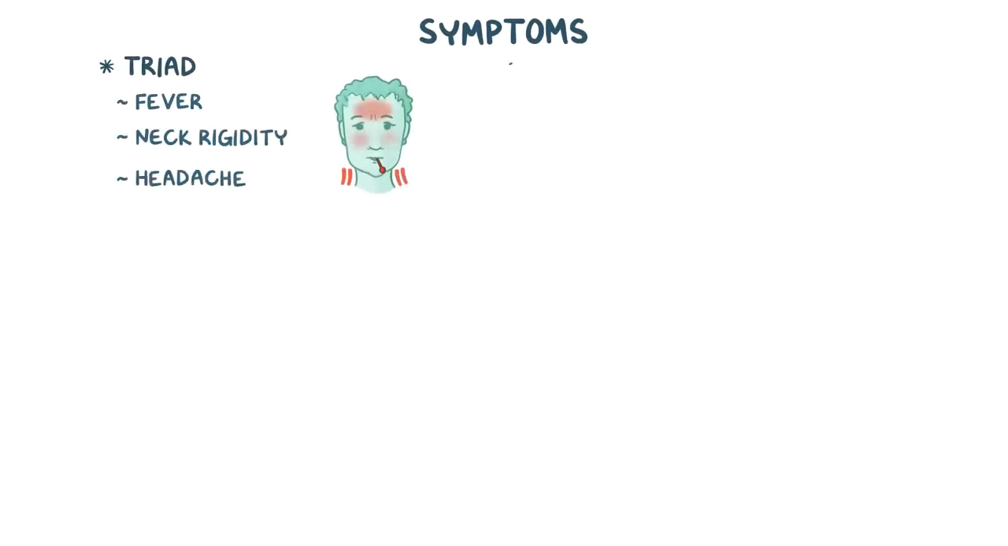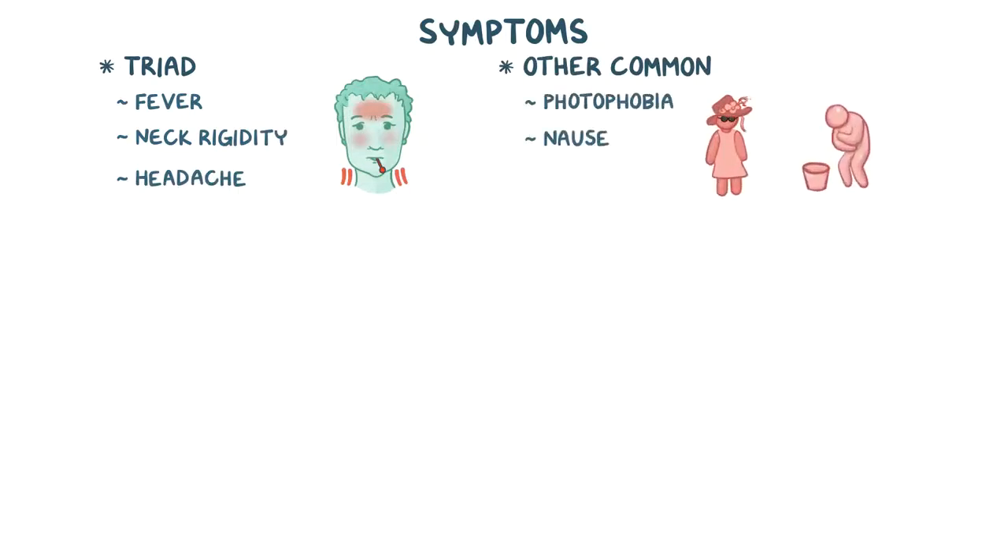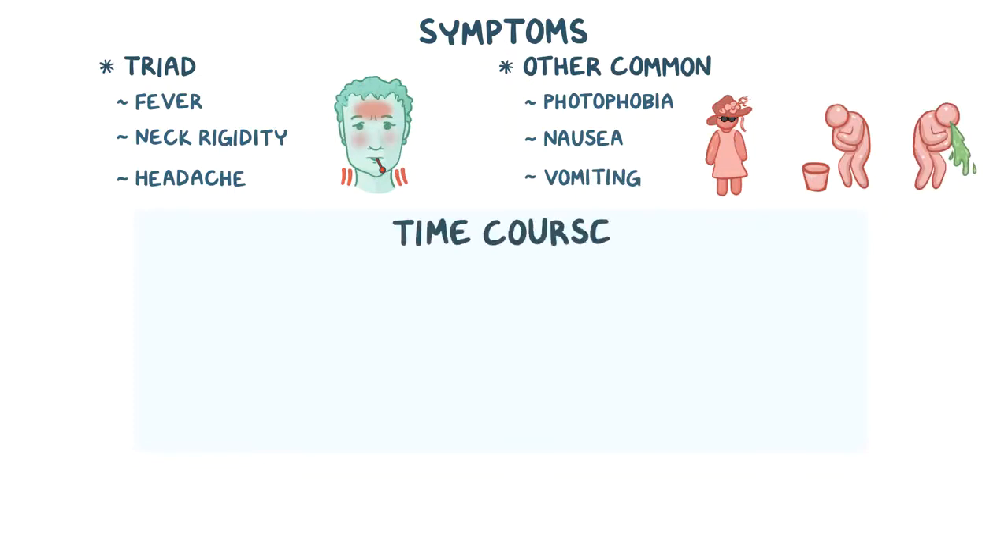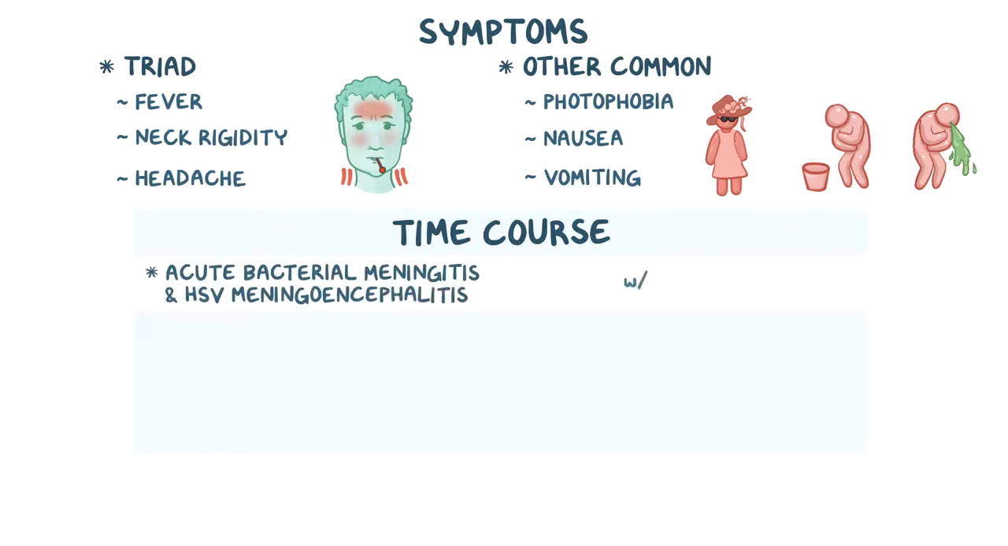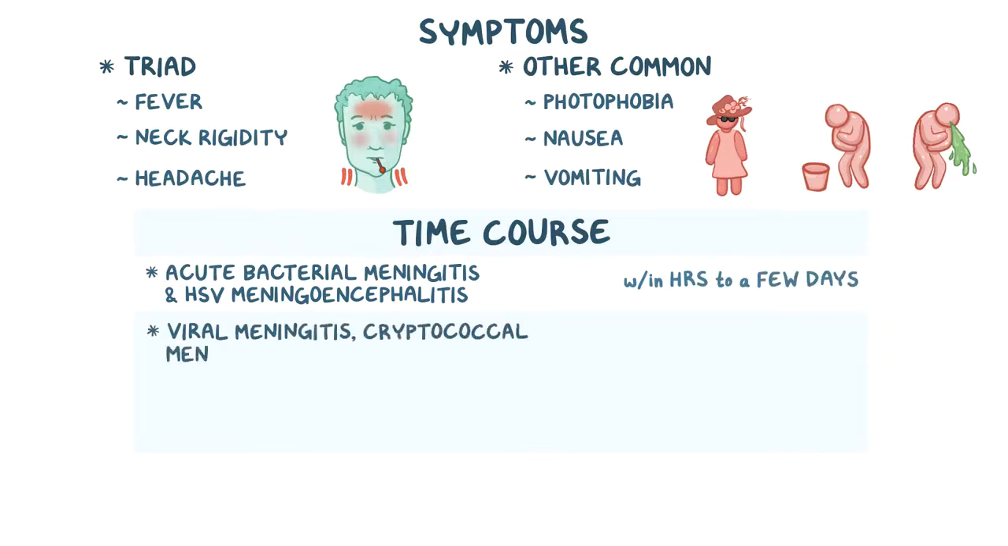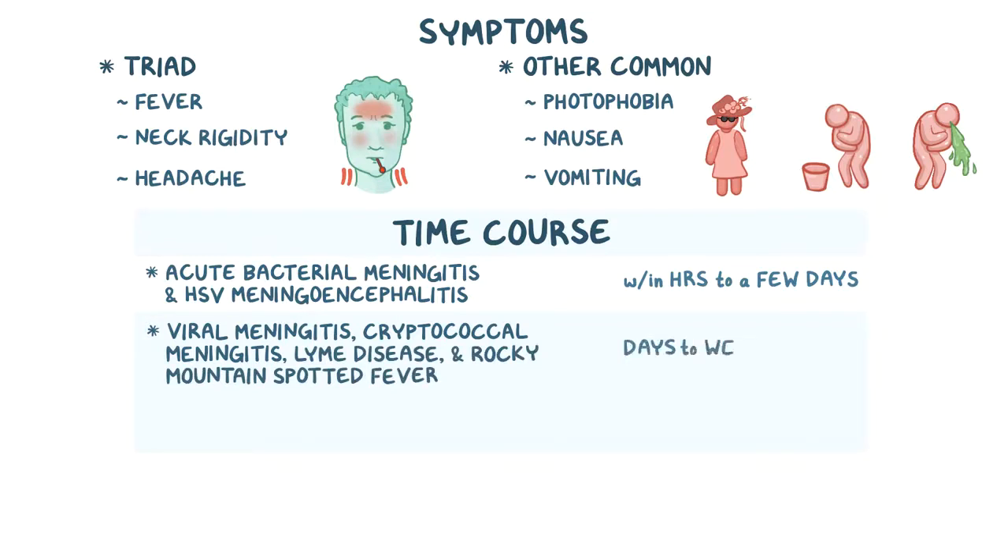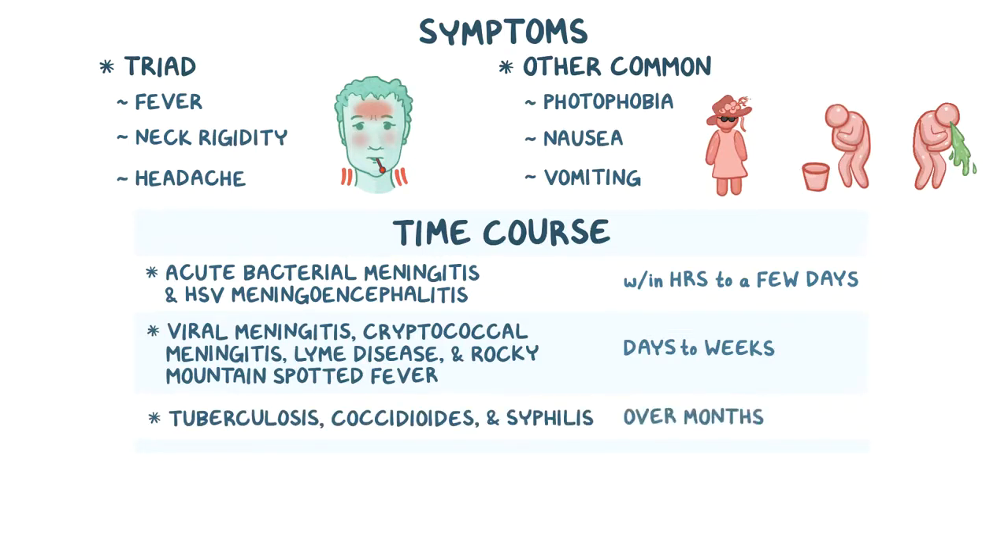Alright, now all forms of meningitis present with a triad of fever, neck rigidity, and headache. Other common symptoms include photophobia, nausea, and vomiting. The difference is in the time course. Acute bacterial meningitis and HSV meningoencephalitis usually present within hours to a few days. Viral meningitis, cryptococcal meningitis, Lyme disease, and Rocky Mountain spotted fever usually present over the course of days to weeks, while tuberculosis, coccidioides, and syphilis tend to present over the course of months.